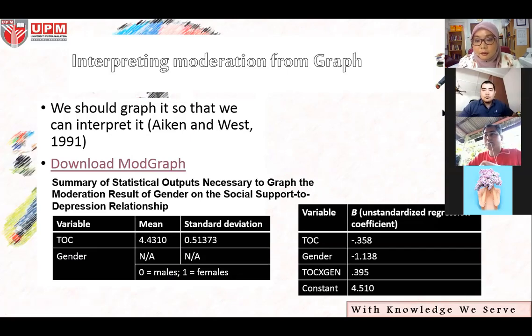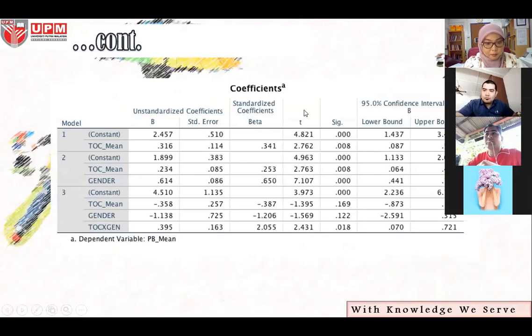Then the next value that we need is the beta value, the unstandardized regression coefficient, from the earlier table. For task-oriented coping we have negative 0.358. We do not use the standardized, we use the unstandardized. This one here, under the constant.